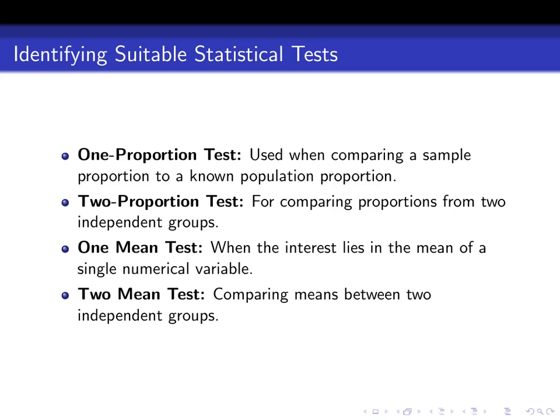Let's begin by discussing how to identify the correct statistical test based on your research question. We'll look at 1 proportion tests for comparing a sample proportion to a known population proportion, 2 proportion tests for comparing proportions from 2 independent groups, 1 mean test when focusing on a single numerical variable's mean, and 2 mean tests for comparing means between 2 independent groups.